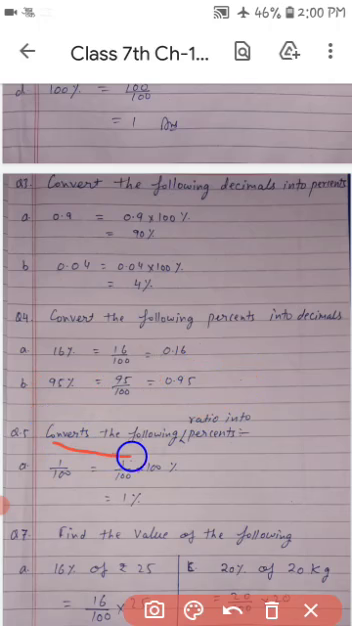Question 5. Convert the following ratio into percents. 1/100 is equal to 1/100 multiplied by 100 and write the percentage sign. 100 cancels. Now 1%.